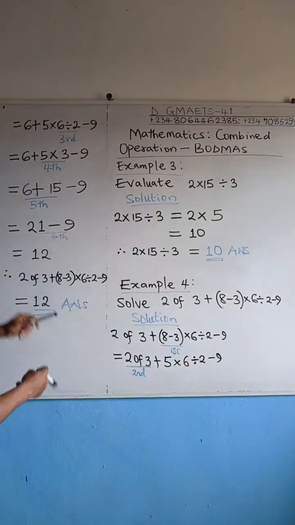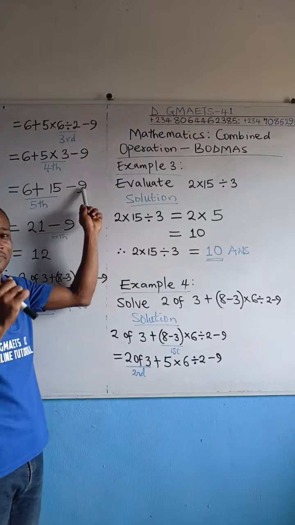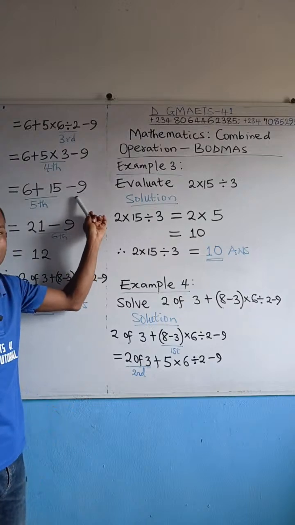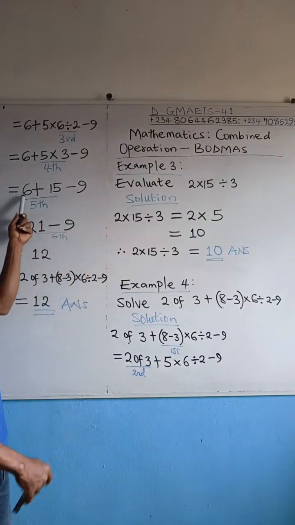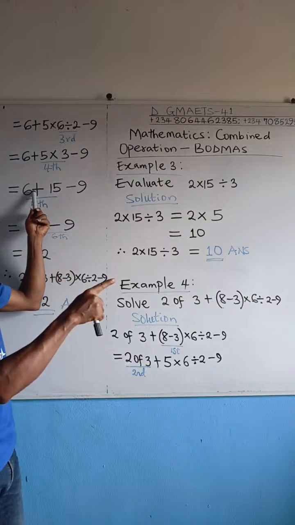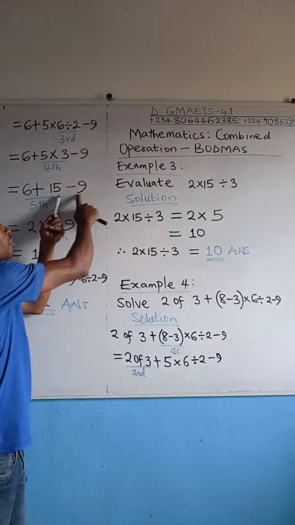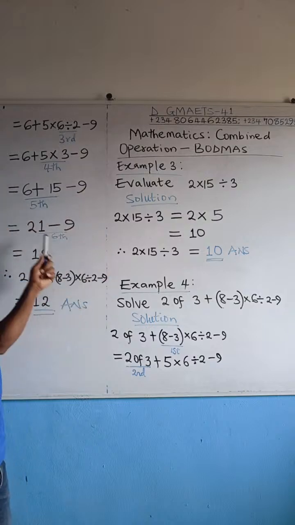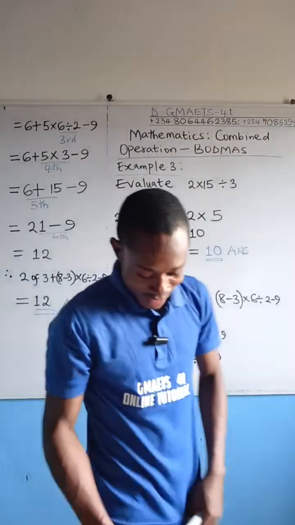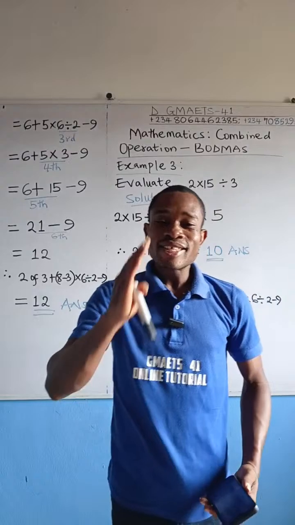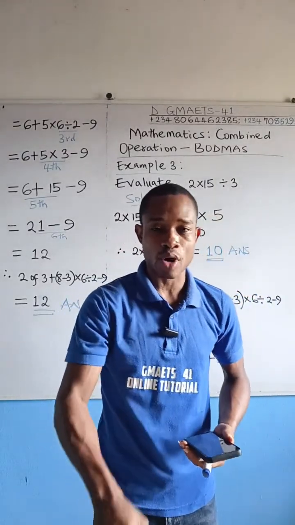But like I said earlier, watch. If I decided to do 15 minus 9 first as my 5th operation to handle, 15 minus 9 will give you 6, which means you are bringing down 6 plus 6. And 6 plus 6 will still give you 12. But I decided to do the right thing. This is good. This is how you follow step by step to handle a BODMAS problem.